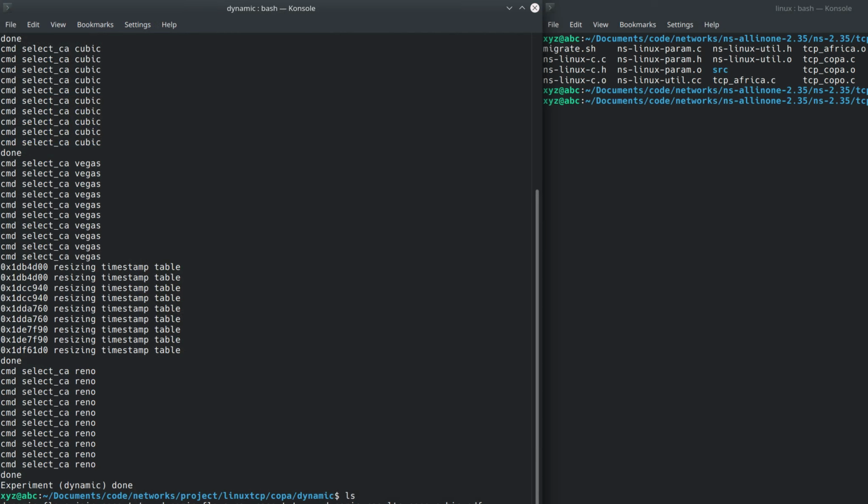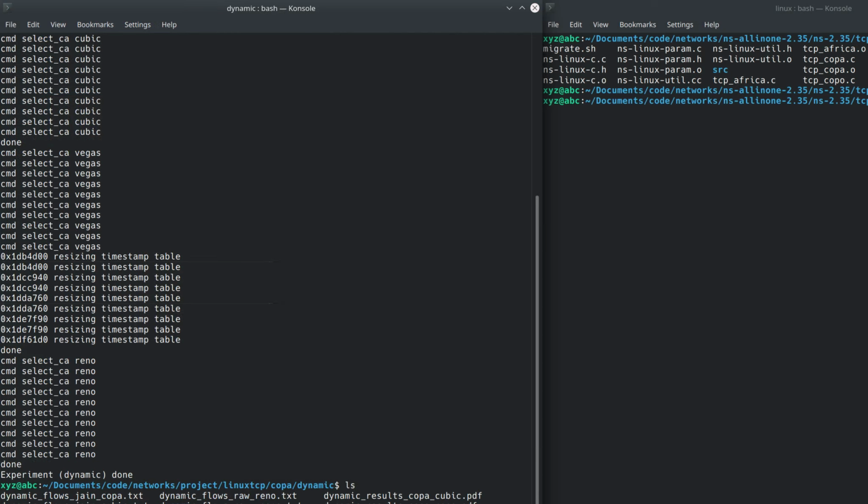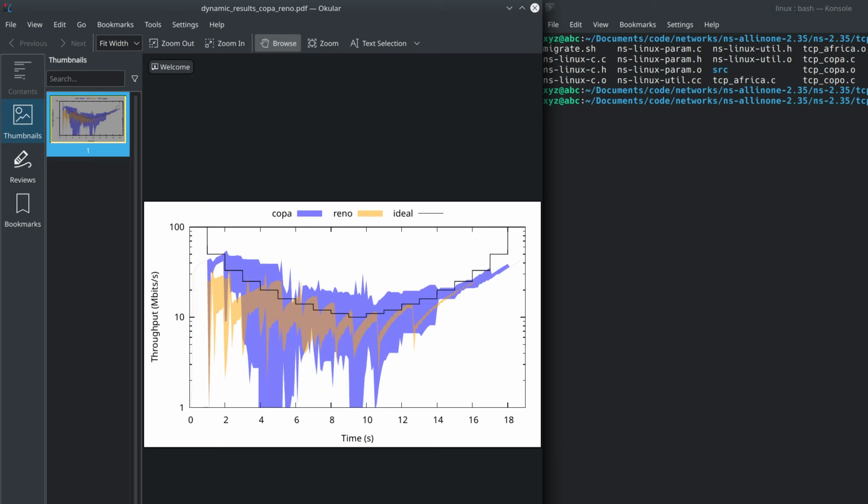We also have the results between Copa and Reno, for example. Between Copa and Reno, these are the results. The graph in blue is basically the same that we had for Copa and Cubic. We're not changing that. We're just changing the plot of the other method. In this case, it's Reno. Here we can see that Reno doesn't do that well. There are many points in time in which the graph of Reno doesn't include the ideal allocation of the flow.